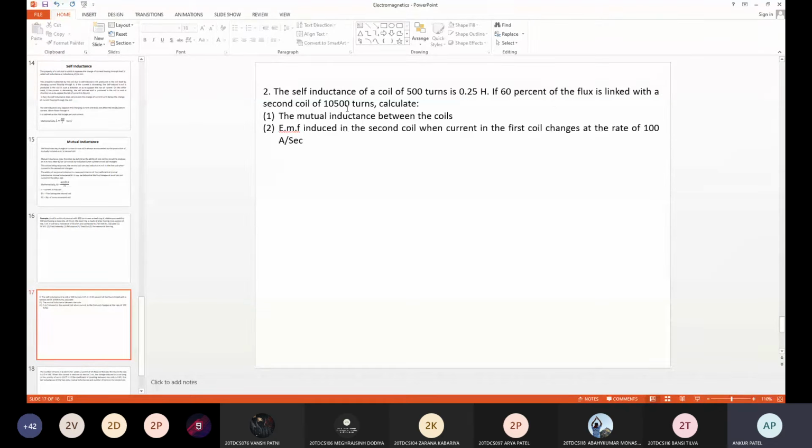10,500 turns, that is N2. Okay, and this 100 ampere per second is given. That means what can I write? di by dt. Yes, di by dt. Good. Now we know the equations. L1 is equal to N1 phi1 by I1. Okay. So we can write phi1 by I1 is equal to L1 by N1. So phi1 by I1 is equal to, tell me what?